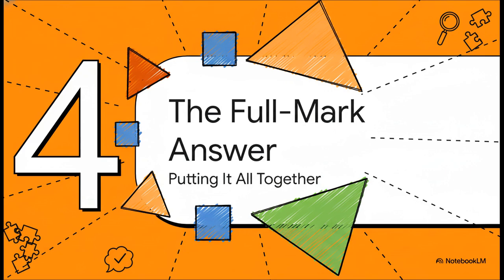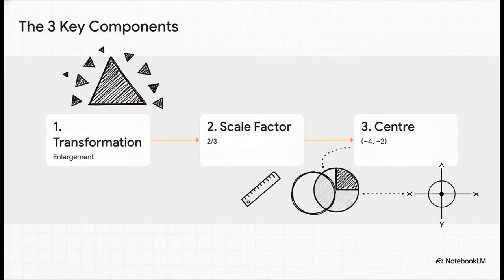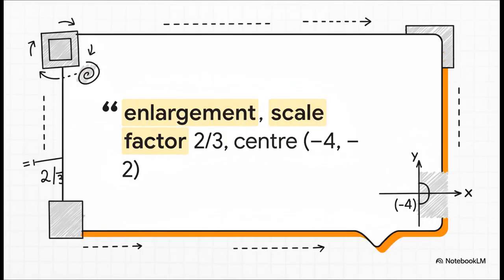Now all we have to do is put them together into one perfect, full-mark answer. So, let's recap our 3 key findings. 1. The transformation is an enlargement. 2. The scale factor is 2/3. And 3. The center is at -4, -2. To get those full 2 marks, you have to include all 3 of those pieces of information. You write it down just like this. Enlargement, scale factor 2/3, center -4, -2. If you leave any one of those out, you're going to drop a mark.